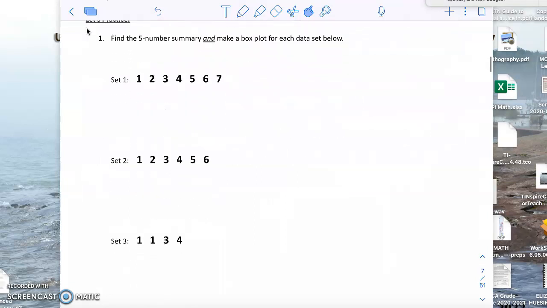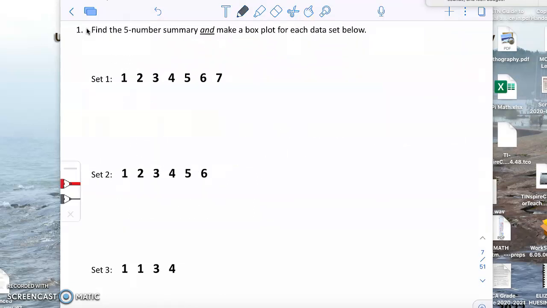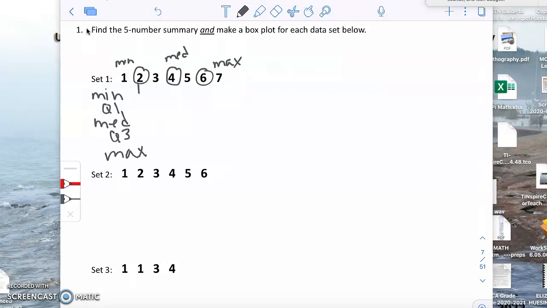So let's try a couple. So find the 5-number summary and make a box plot for each. So I know that this is the min and this is the max. And if we go right in the middle, so that's the median. So Q1 and Q3. So if I write these out, min, Q1, median, Q3, and max, we have 1, 2, 4, 6, and 7. And again, that box plot. So this I could easily just go 1, 2, 3, 4, 5, 6, and 7.